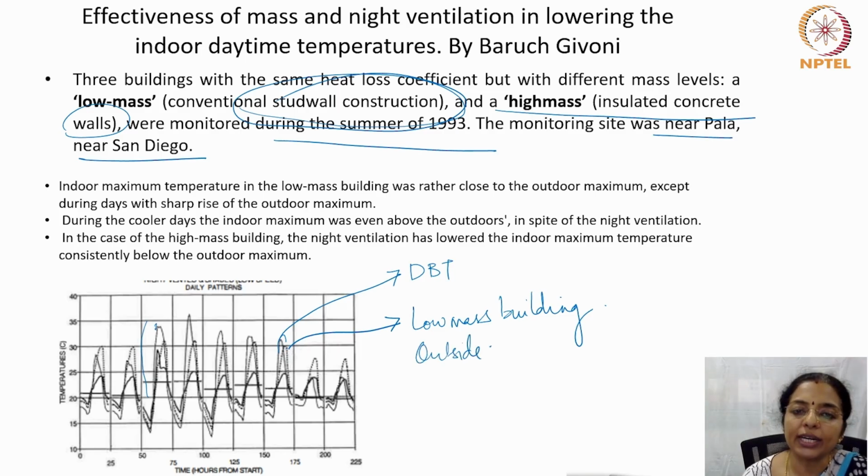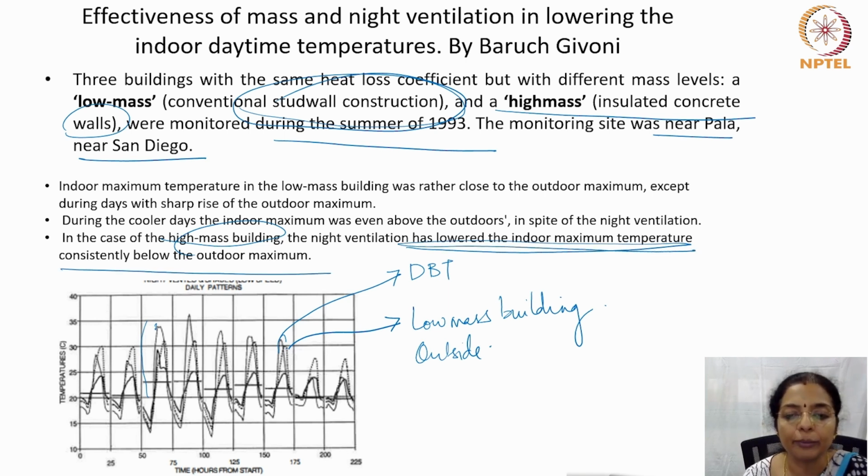During the cooler days, the indoor maximum was even above the outdoors in spite of night ventilation. But in the case of the high mass building, the night ventilation has lowered the indoor maximum temperature consistently below the outdoor maximum. So you can see how consistently for every day the maximum temperature in a high mass building is always lower than the outdoor dry bulb temperature.